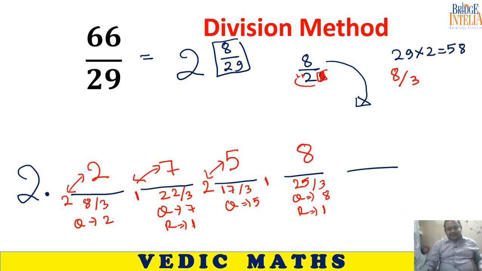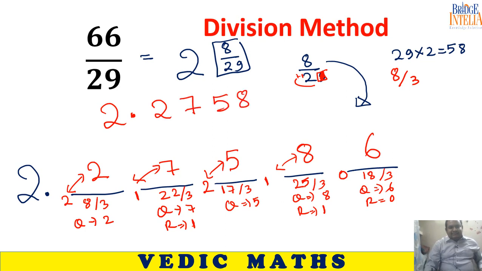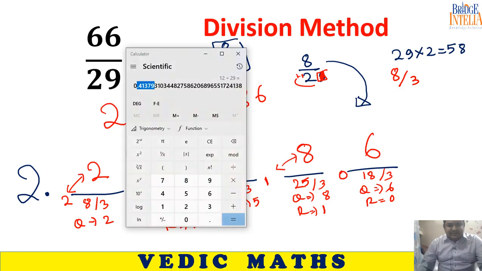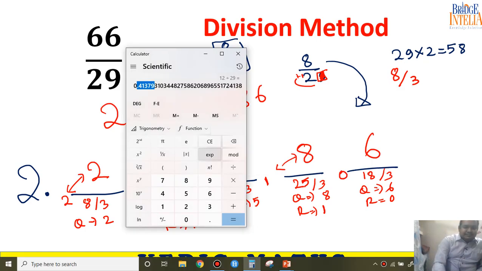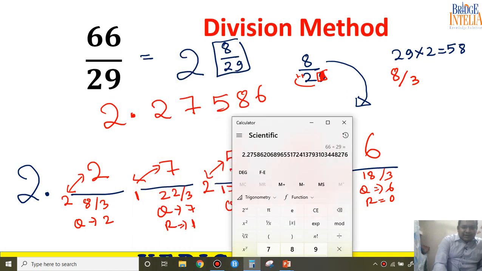Time to fill the last blank. So using what? 1 and 8. So 1 and 8 is 18. So what happens if you divide 18 by 3? Quotient is 6. Remainder is 0. So write 6 here, write 0 here. So final answer is 2.27586. Let us verify. 66 divided by 29. So 2.27586. So you can see the calculator's answer and our answer are exactly the same. Digit by digit, the answer matches.